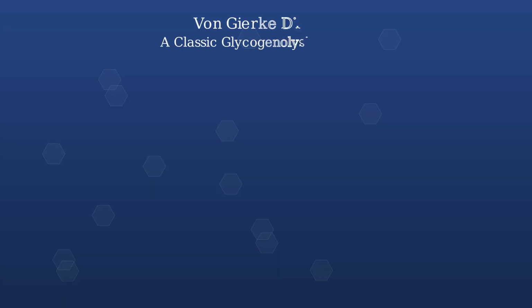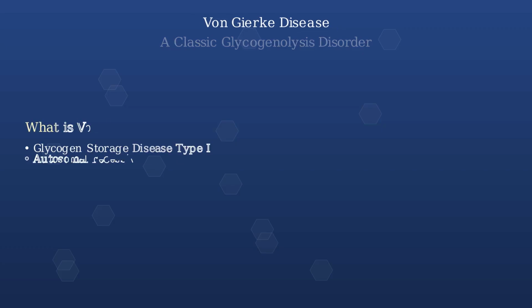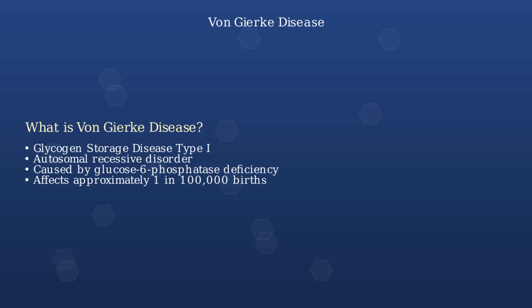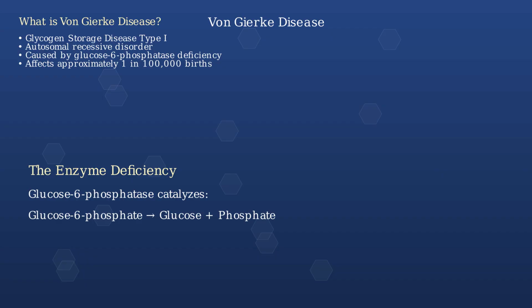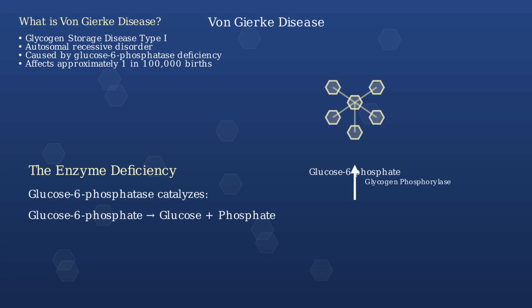Von Gierke disease is a classic glycogen storage disorder that reveals important insights about glycogenolysis. Also known as glycogen storage disease type 1, this rare autosomal recessive disorder affects approximately 1 in 100,000 births. The fundamental defect is a deficiency of glucose 6-phosphatase, a critical enzyme that converts glucose 6-phosphate to free glucose in the liver. In this disorder, glycogenolysis proceeds normally, breaking down glycogen to glucose 6-phosphate.